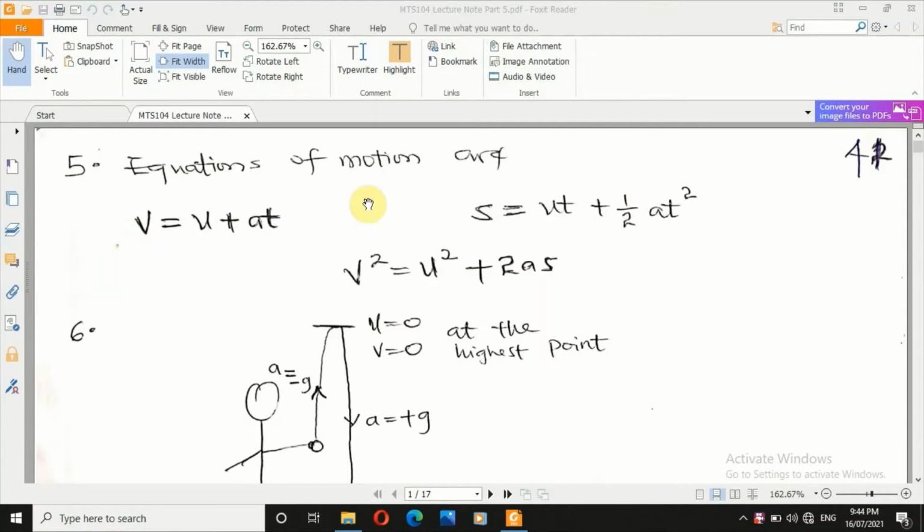We are familiar with the equations of motion, and there are three of them, and I've shown you how to use the concept of calculus to obtain these three equations. That should be in our fourth lecture. So these are the three equations of motion, and here is the final velocity equals initial velocity plus the acceleration multiplied by the time. And this one here we call the displacement, which is equal to the initial velocity times time, plus half of the square of time multiplied by acceleration. So we have the third one.